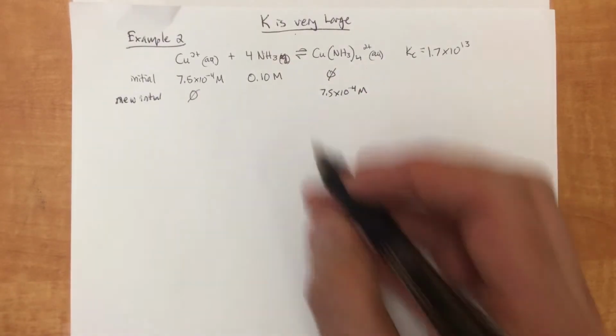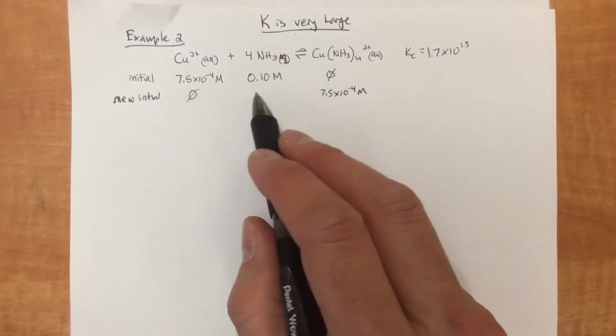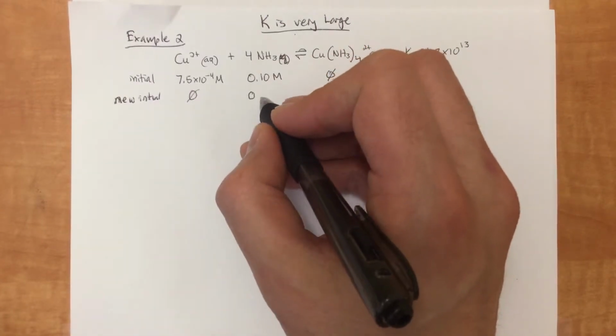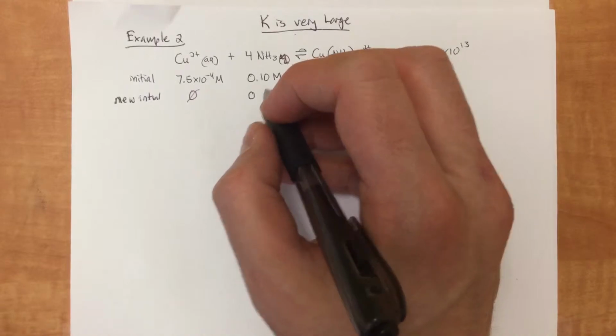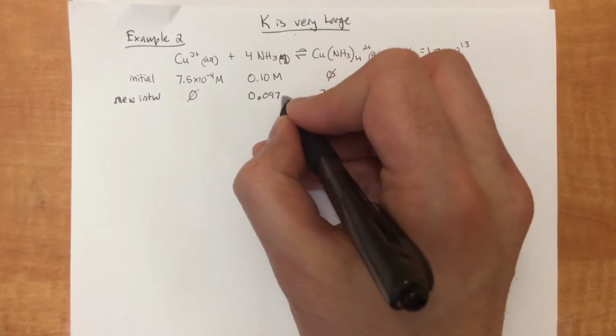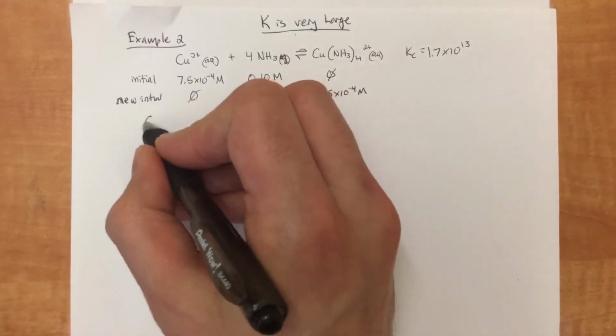And 4 times this amount that we subtracted will be removed from our NH3 concentration, which is a value of 0.1. So we have 0.1 minus 0.003, sorry, 0.097 molar. Okay, with these values, we can now solve the equilibrium ice table just like we used to, only now this is a nice table.